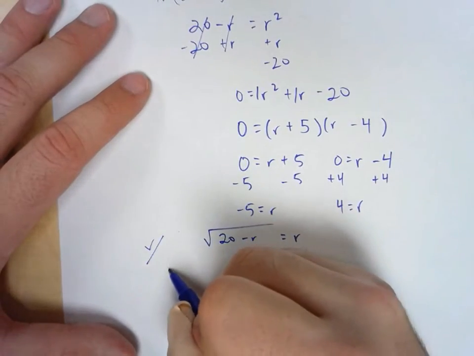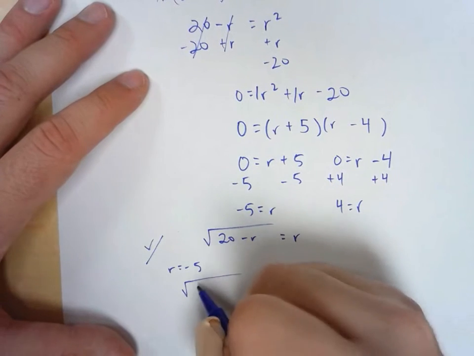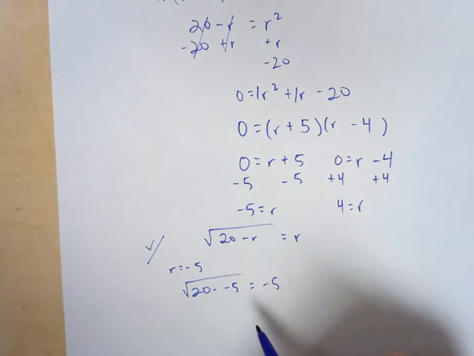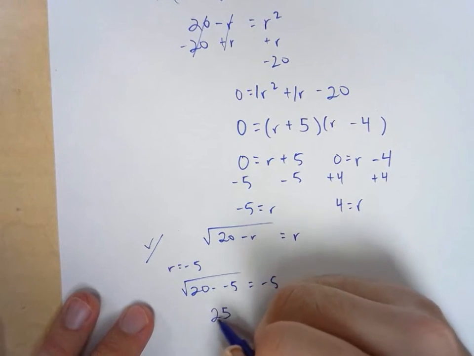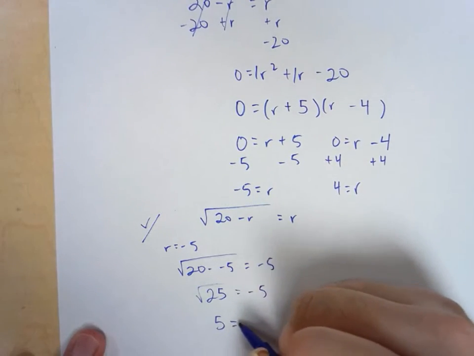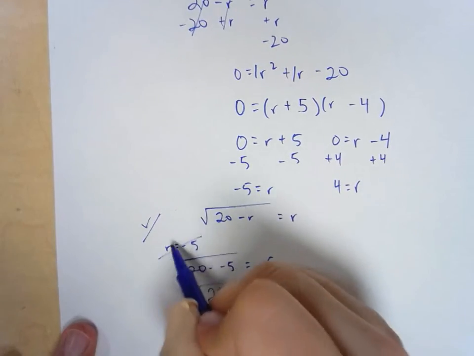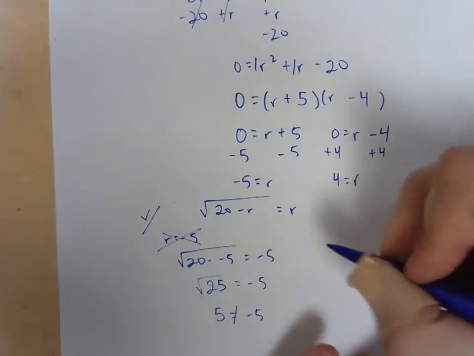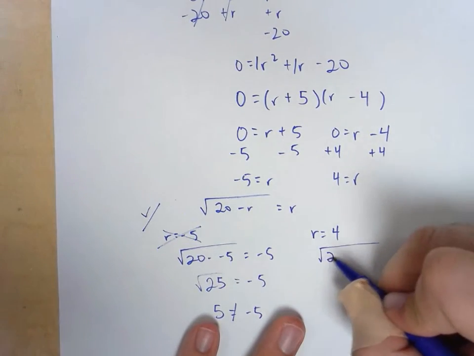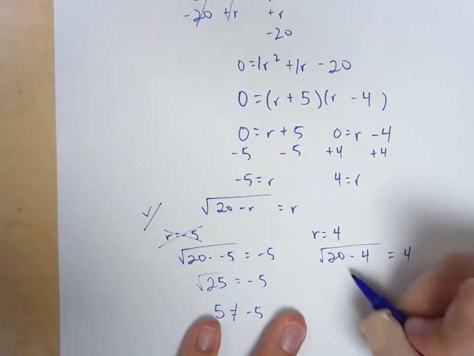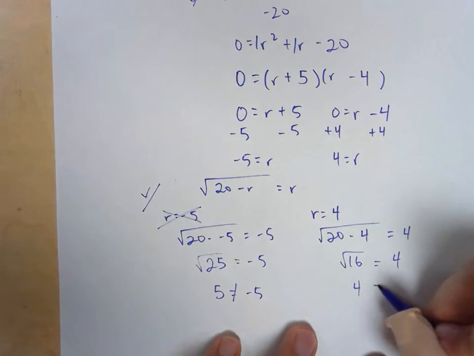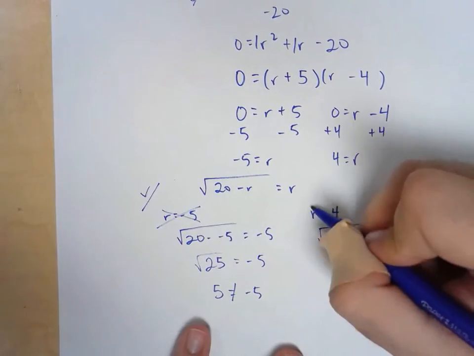So then let's check for r equals negative 5. So we're going to have the square root of 20 minus negative 5 equals negative 5. So 20 minus negative 5 is 20 plus 5, which is 25. The square root of 25, again, we're looking at the principal root, is 5, which unfortunately does not equal negative 5. So this is called an extraneous solution. It does not work. Let's check the other one. r equals 4. So we've got the square root of 20 minus 4 equals 4. 20 minus 4 is 16. Copy everything else down. Square root of 16 is 4. We're looking at the principal square root, which says yes, r equals 4.